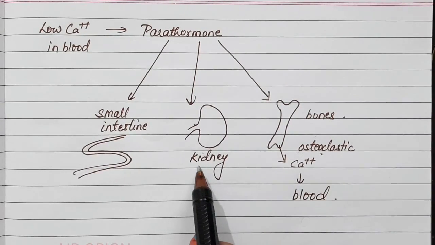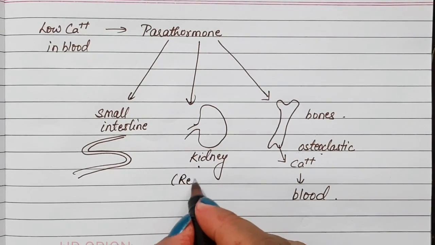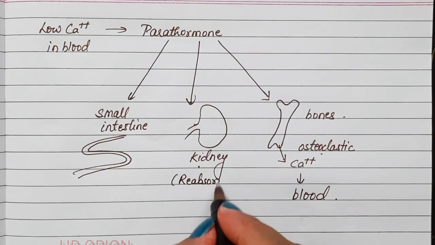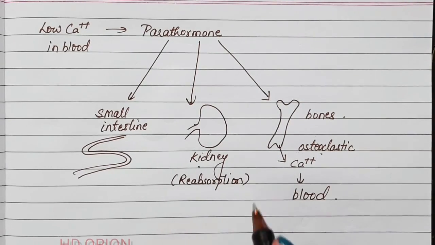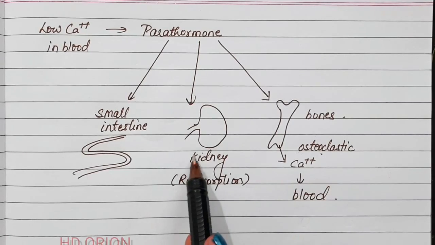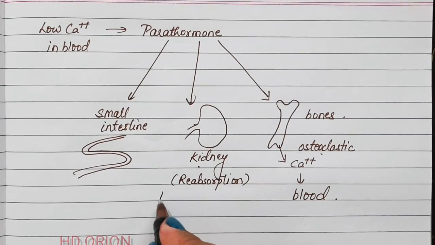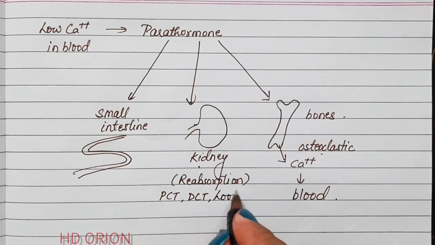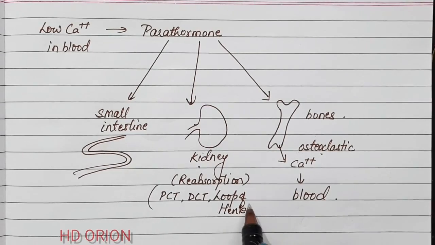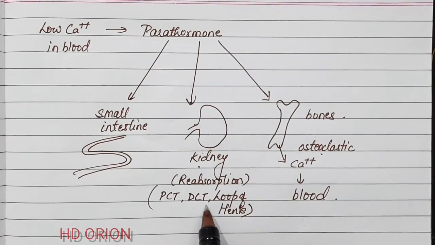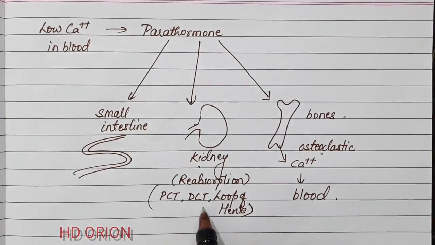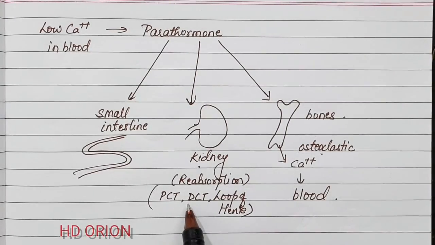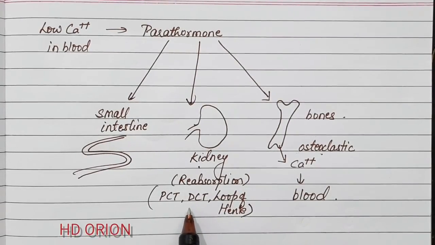Then there is reabsorption in the kidneys. The kidneys are packed with nephrons. The nephrons have the PCT, the DCT, and the loop of Henle. From here the reabsorption of the calcium ions takes place, because if it is not reabsorbed, the calcium ions will be removed out in the form of urine.